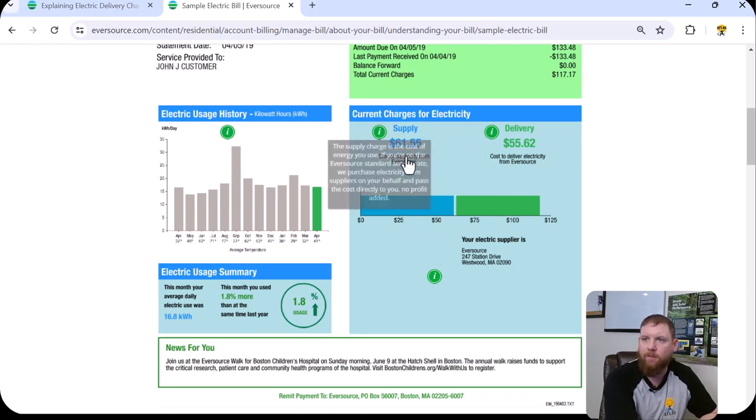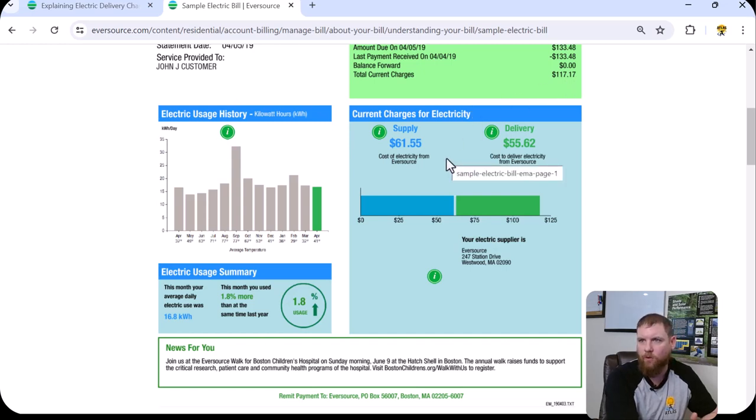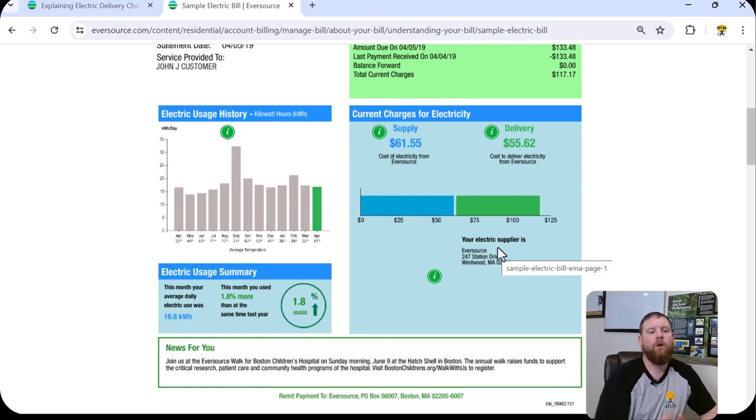You can see, why am I getting charged supply and delivery? These two numbers together total equal your total current charges, because as I mentioned, the bill is broken up into two different portions. In our area, you can choose your electric supplier, so, you know, your cost of supply for your energy. If you choose not to use Eversource, if you choose to source your energy from a third-party energy supplier, typically those are lower rates for promotional periods of time, and then they fluctuate more.